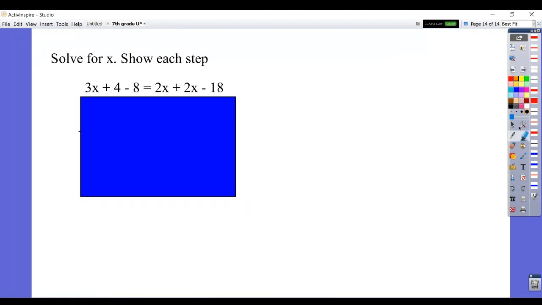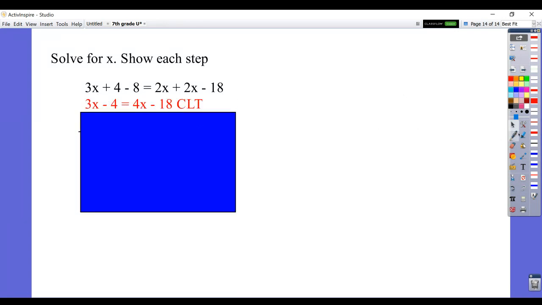We will also have to do some solving equations that are a little bit more in depth, sort of like our last unit. So our first step in this equation would be to combine our like terms. So when we do that, 3x is going to stay 3x. A plus 4 and minus 8 is going to become a minus 4. Our equal sign will come down. On this side of the equation, we have 2x plus 2x, so that's 4x, and our minus 18 would come down. So again, we're just combining our like terms here.